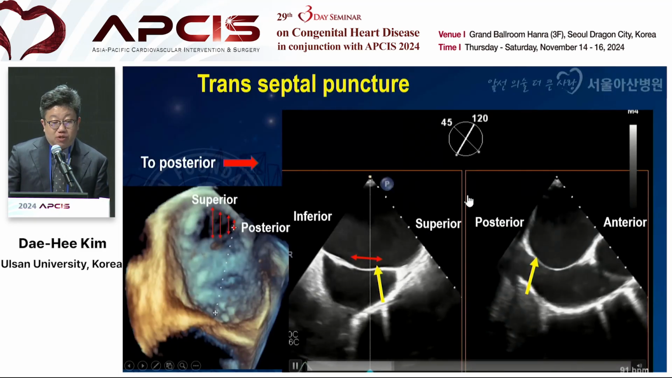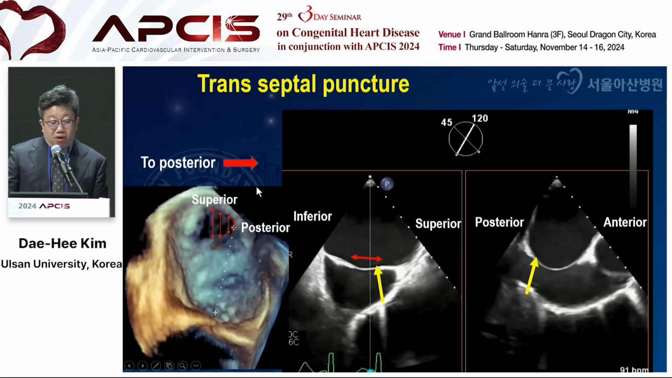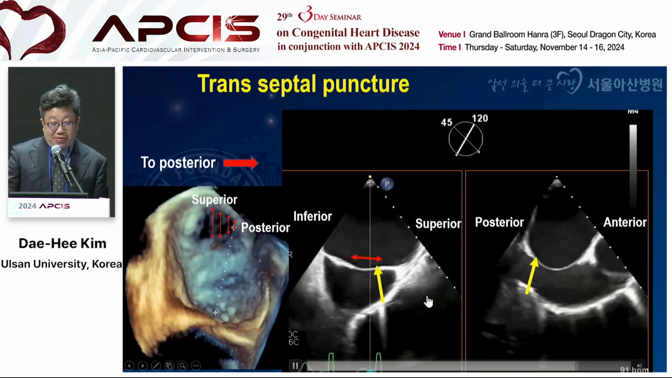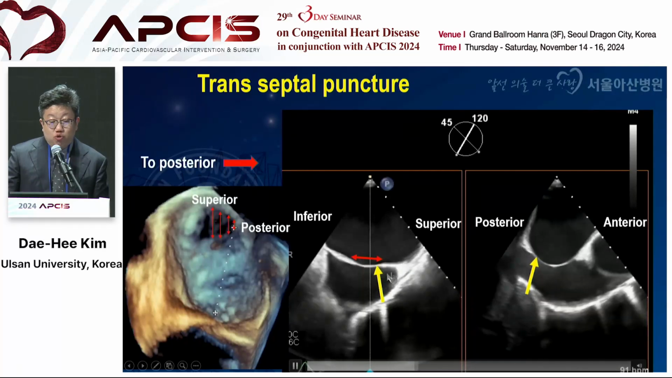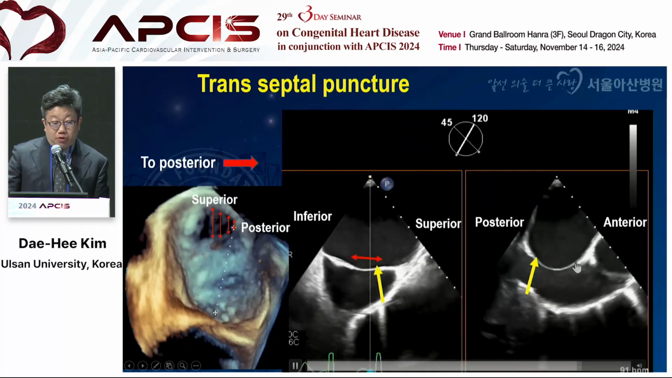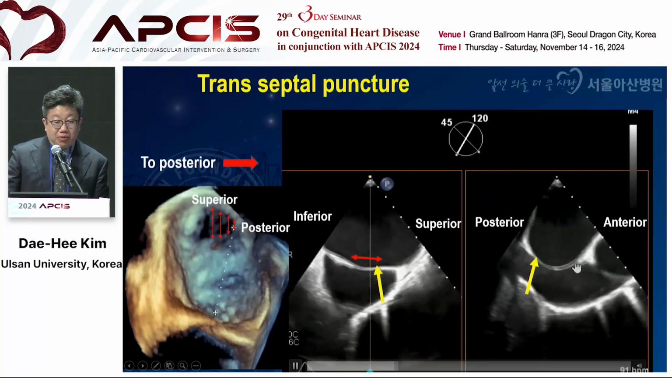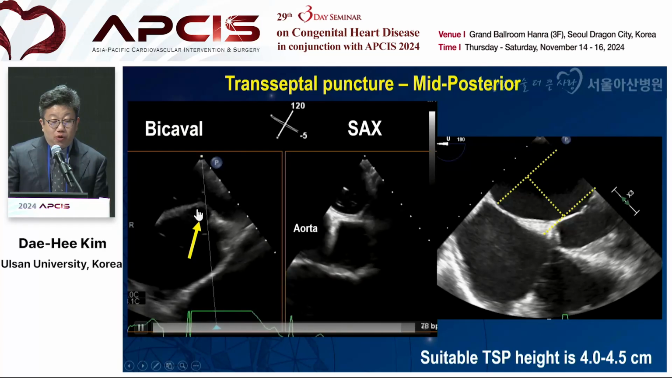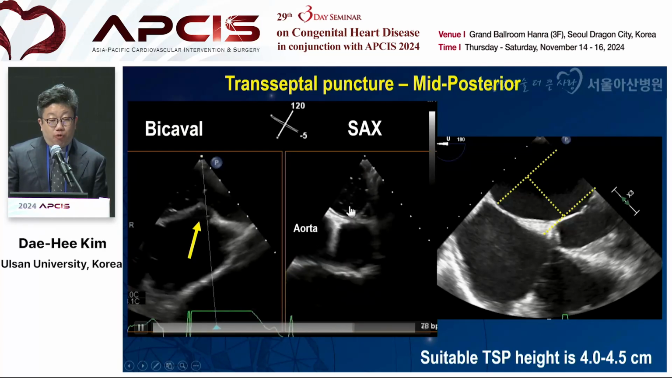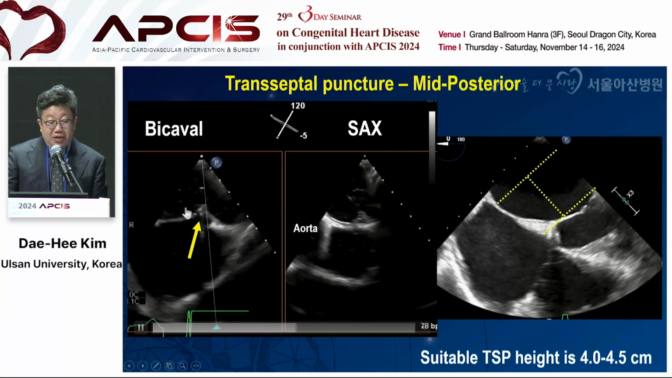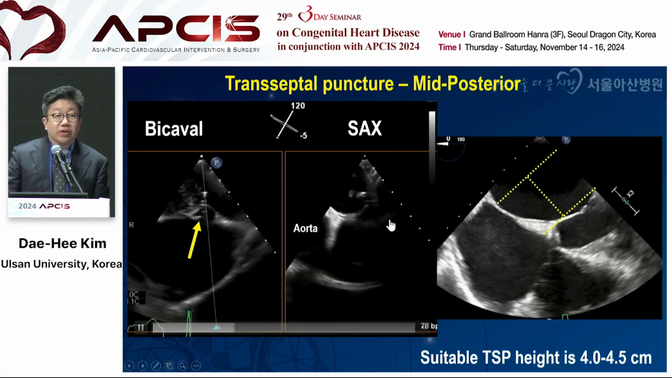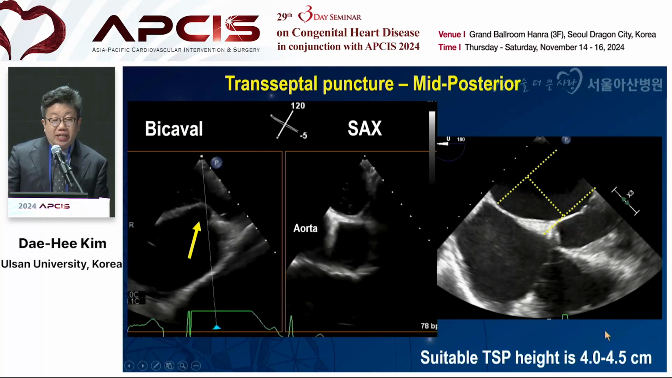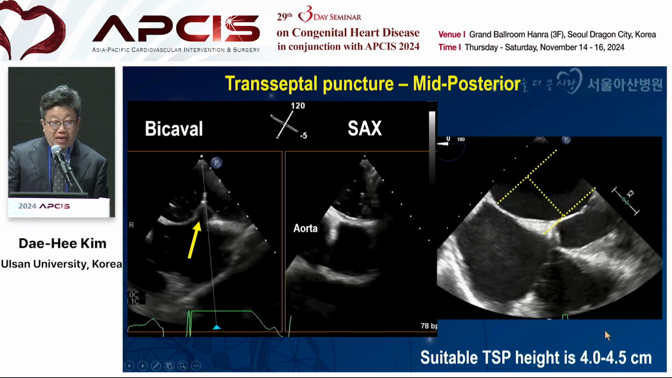Most of all, during the TEER intervention, the appropriate septal puncture is the most important thing. We usually try the superior and posterior puncture to facilitate the delivery of the TEER devices. We usually use a bicaval view in a transverse plane like this, targeting the superior and posterior aspect of the interatrial septum. The usual septal puncture height would be between 4.0 and 4.5 like this.